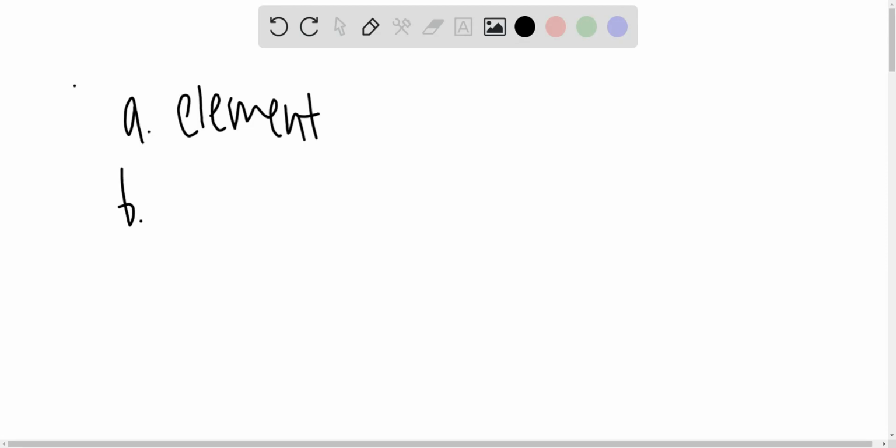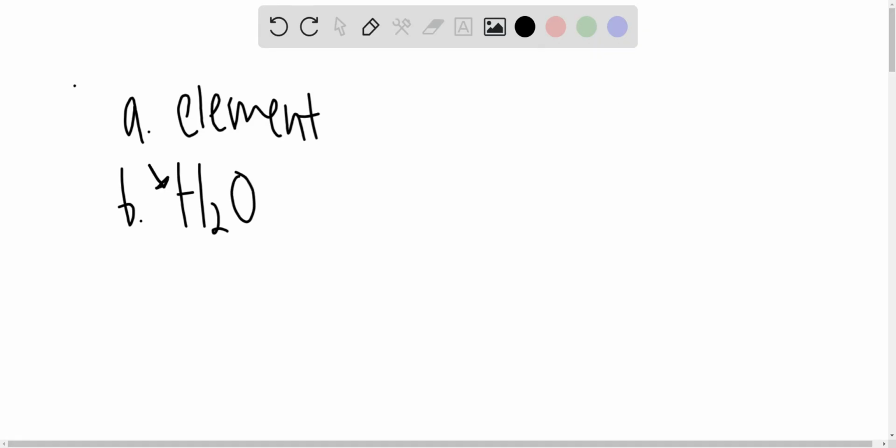Now let's look at B. B is water. Now, water. What is the symbol for water? It is H2O, right? Now, if you look at H2O, you can see that it's several elements within here, right?